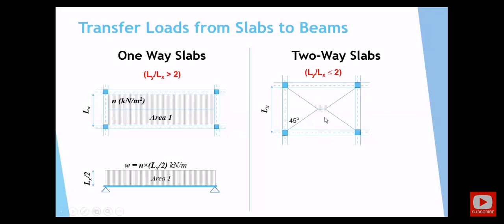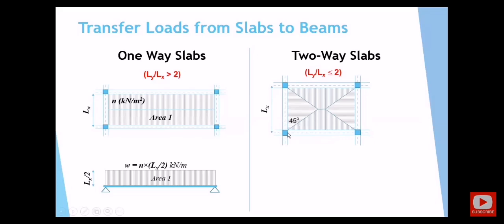For the trapezoidal load, this part at the bottom will go to the bottom beam, the bottom long beam here. The top trapezoid will go to the top long beam, as you can see. And then the triangle part will go to the short beam. How much is this height here? It is always Lx over 2.